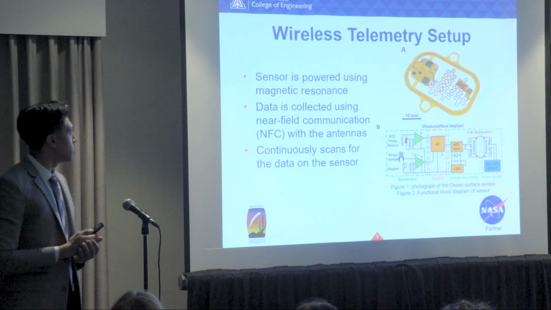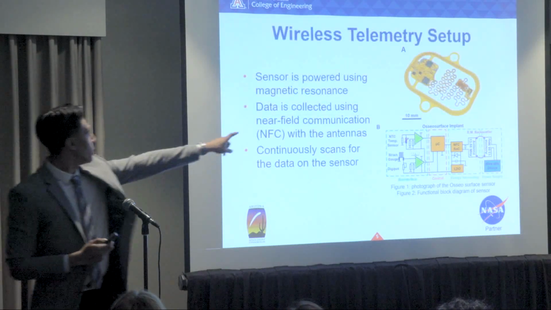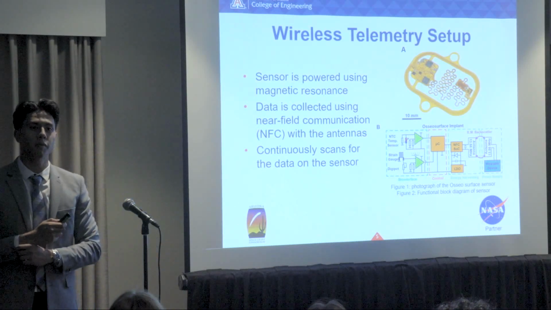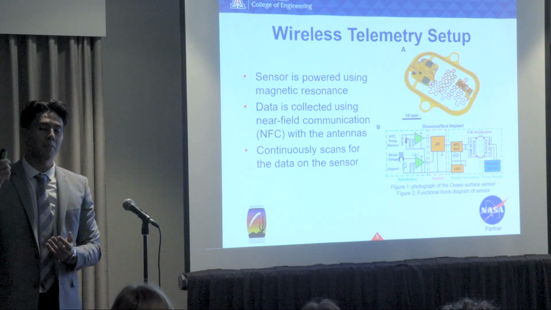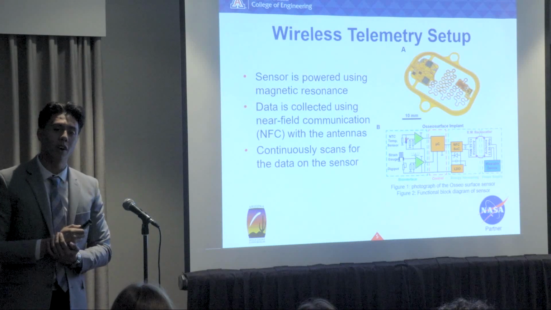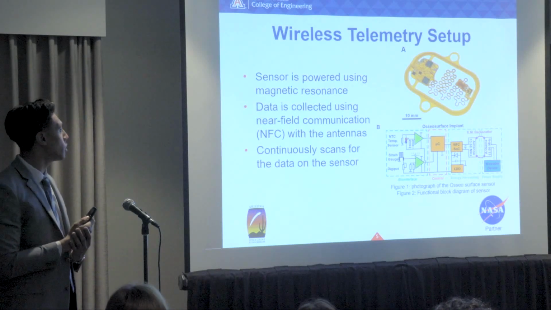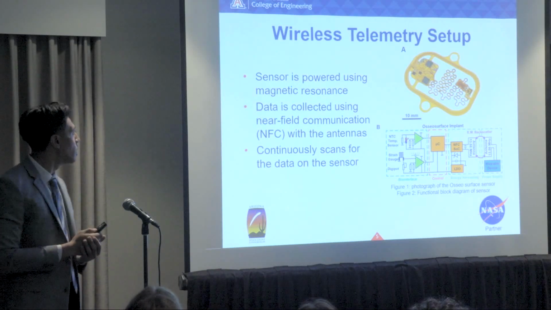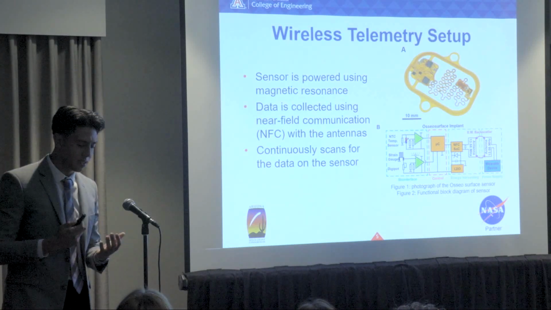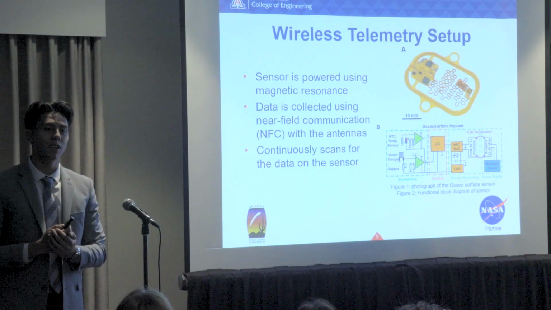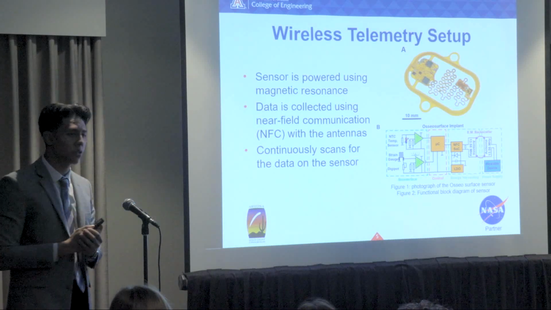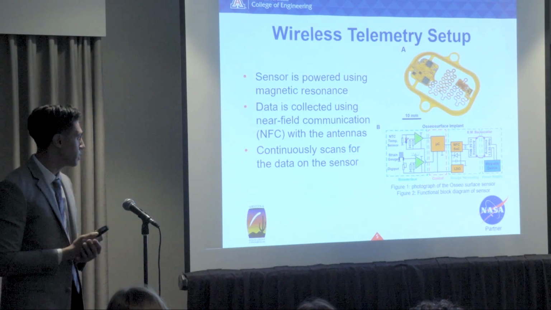So let's start off with the wireless telemetry setup. On the right over there, that is our sensor, and the sensor works like inductance. There is a magnetic field that we first induce into the sensor, and that causes current around the sensor. That's how we power our sensors, using magnetic resonance. Then we collect the data using NFC antennas. NFC is kind of like RFID for your credit cards, and it is able to communicate between the wand and the sensor in order to continually collect data from the sensors.